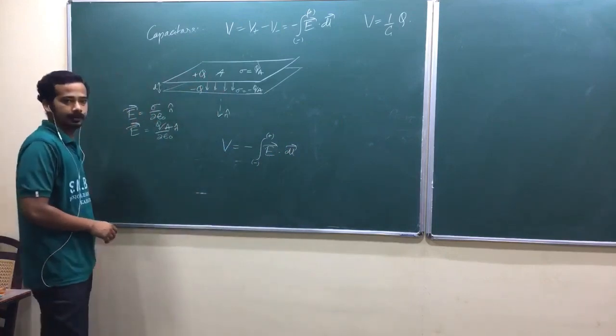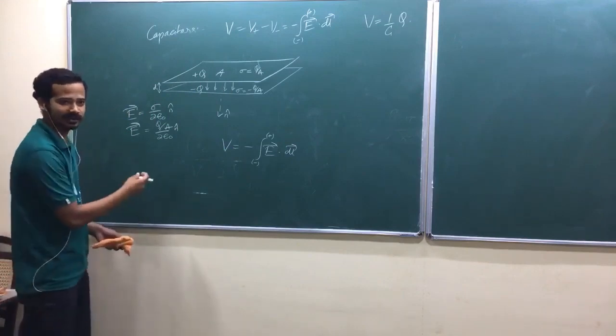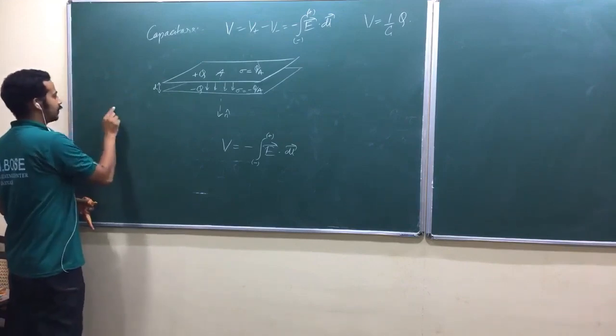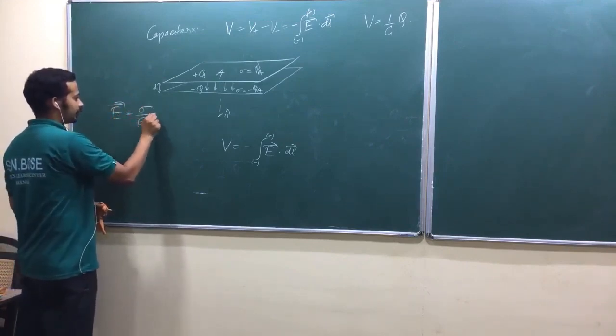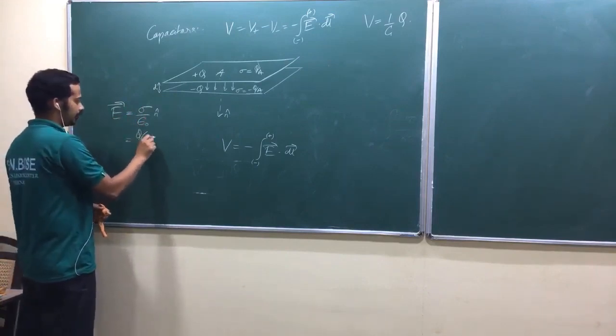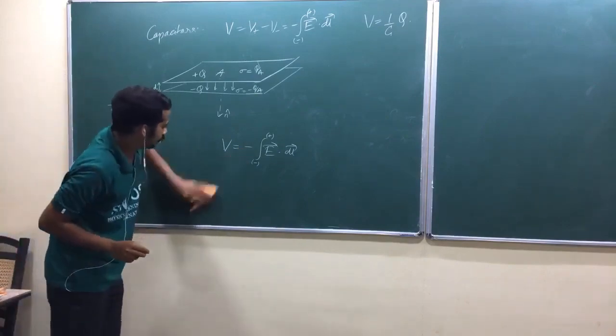Q by A epsilon naught. Why have I written 2 epsilon naught? Just I said epsilon naught, isn't it? Yeah. Wait a second. Electric field is equal to sigma by epsilon naught into n cap. Is that okay? Sigma is charge by total area, epsilon naught into n cap. Is that okay? So now look at here.